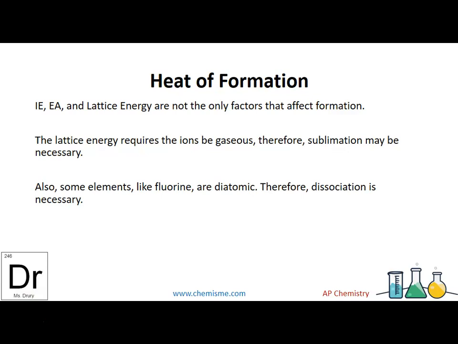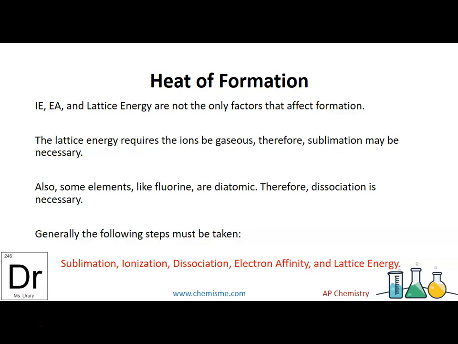And like we said, some elements like fluorine or oxygen are diatomic, and so we have to dissociate them and break them apart so they're singular gaseous ions. And so the general steps must be taken. Sublime anything that is a solid, ionize anything that needs to become positive, dissociate any bonds that need to be broken, add electron affinity to get them to be negative, and then the lattice energy can bring those positive and negative ions together as a solid.